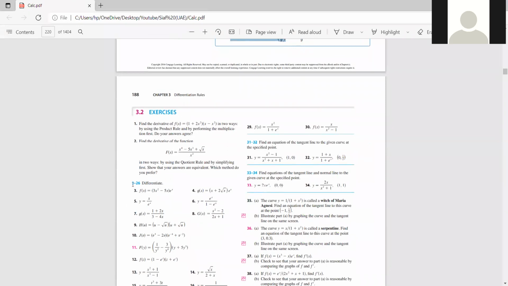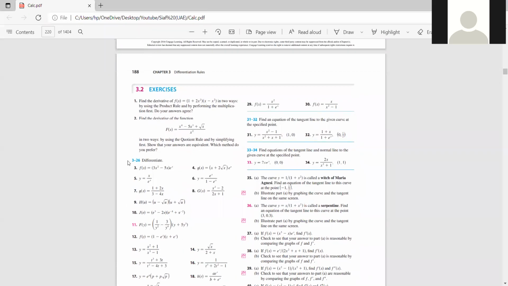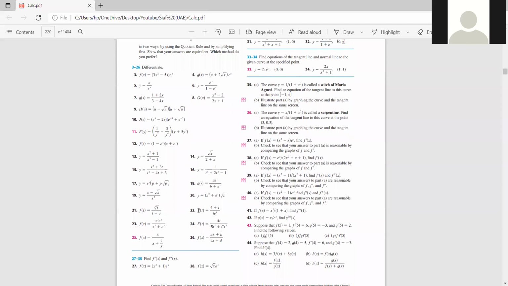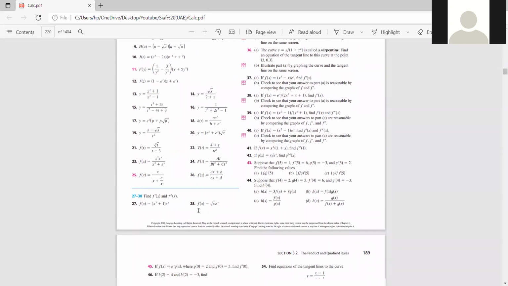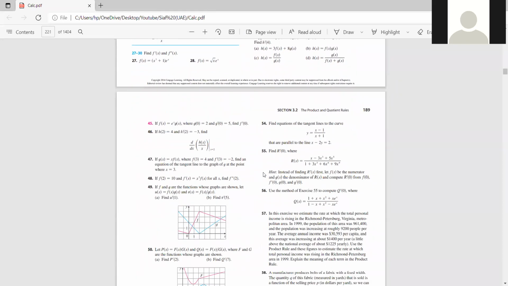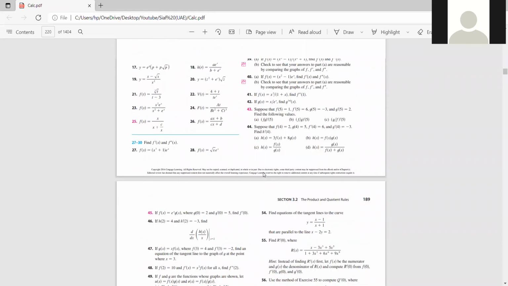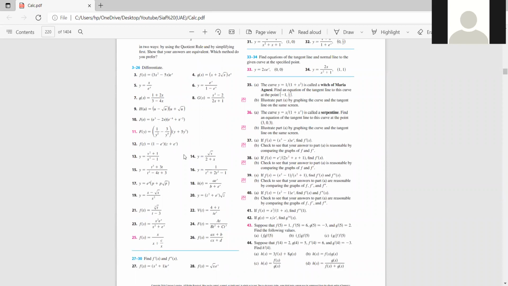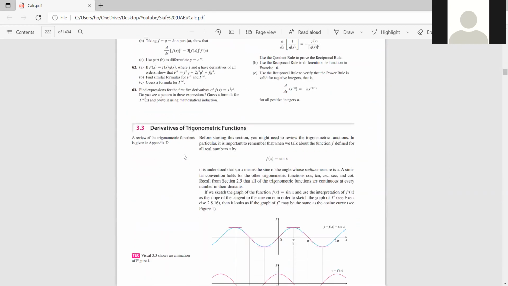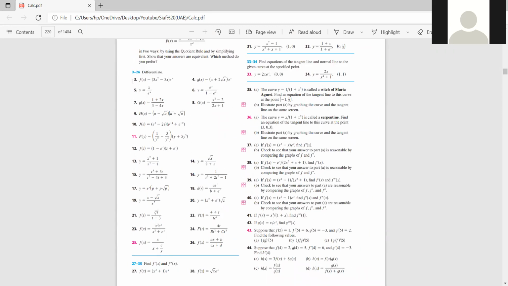If you want to exercise more questions, then I would suggest questions 3 to 26. These questions will give you practice of the product rule and the division rule. You can also do the other questions if you have time, but I suggest the questions 3 to 26. Questions 3 to 26. Okay.